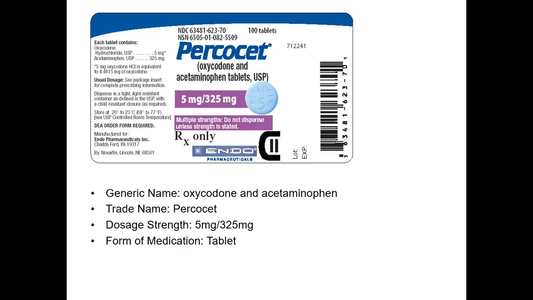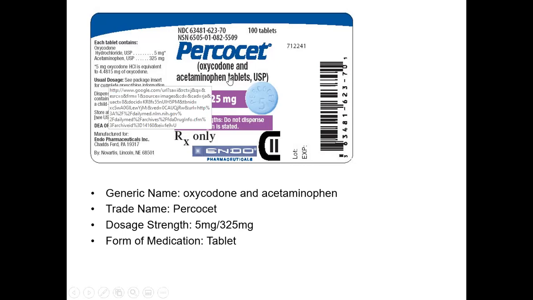Okay, so for the generic name, generally it's not capitalized. However, sometimes you will see it capitalized, and we'll show you an example of that in this video. But we're looking at oxycodone and acetaminophen tablets. Okay, that's your generic name, and it's underneath the trade name, which is Percocet. And generally, you'll know that name because 1, it'll be capitalized, and 2, it has this little trademark, this little R in a circle behind the trade name, the trademark, okay, protecting the name or the copyright on the medication.